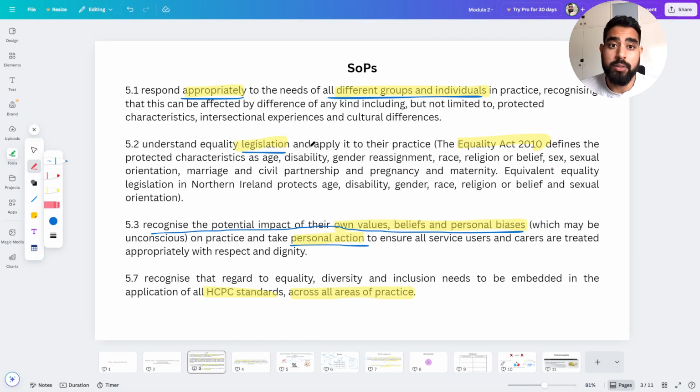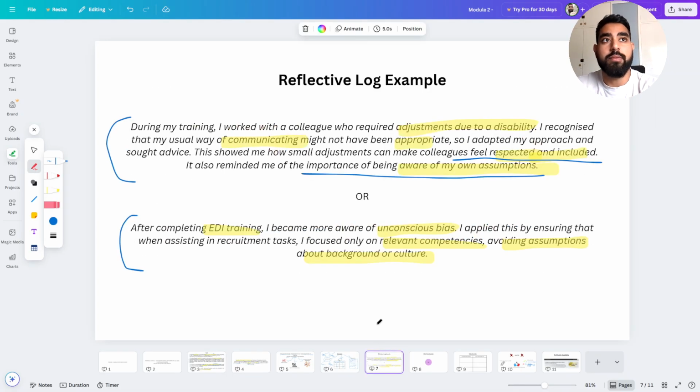So again, you can talk about legislations that you've learnt about. In your EDI training, you can talk about that you learned about the Equality Act and all these protected characteristics. And you know about different groups and individuals, responding appropriately to them. And you can also mention how you learned about unconscious bias. So some people might not have been aware of this concept before their training. So you can talk about, after you received that training, how it was important for you because you then realize where your own biases can come into play, and then you can consciously take that out. So that is one example that you can talk about.